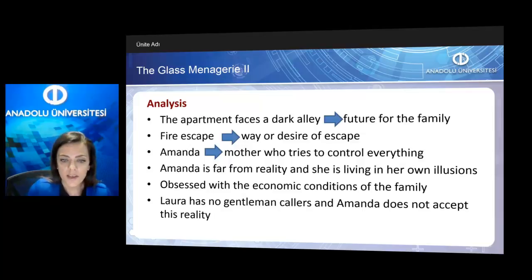Amanda is the mother of the family, and she is trying to control everything, especially related to her children. She is far from reality and living in her own illusions of her past life in the South. She is obsessed with the economic conditions of the family, which is apparently not in good condition. So Laura has no gentleman caller. Amanda wants Laura to have a gentleman caller, and she cannot accept this reality, and she is pushing her children to follow her own directions.